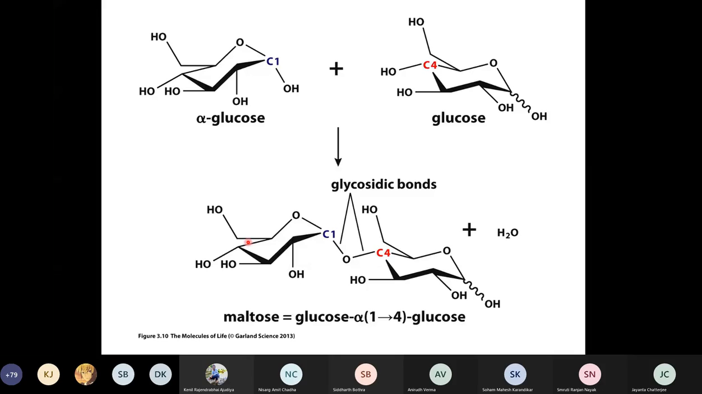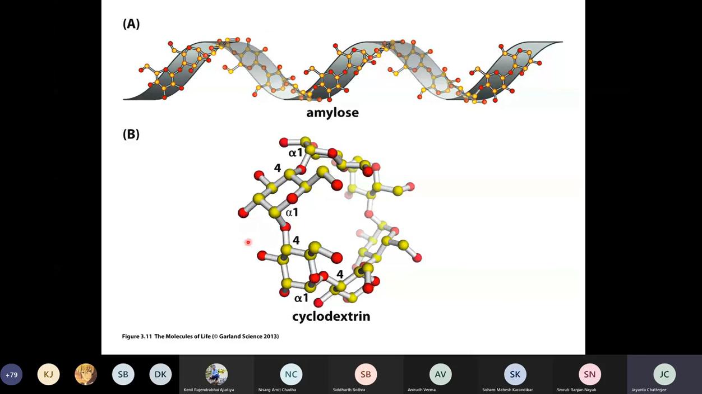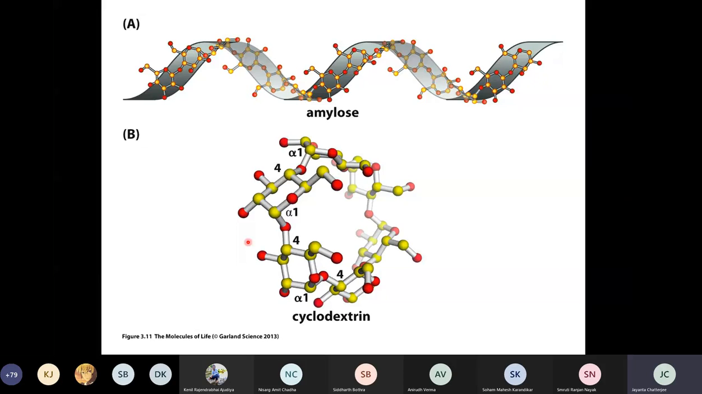So to convert it into a helical structure, there must be rotation about the glycosidic bonds. Yes, there will be rotation, of course. See, I just tried to explain in terms of the dimer formation, the disaccharide, as opposed to cellulose and amylose. All right.